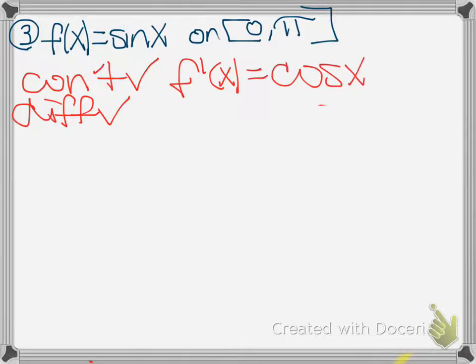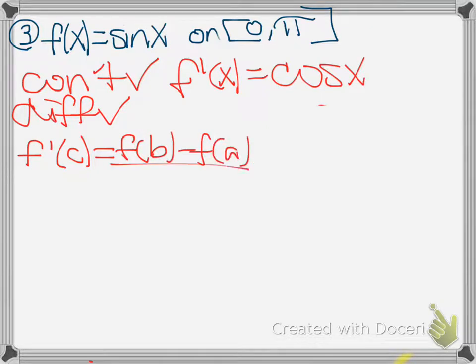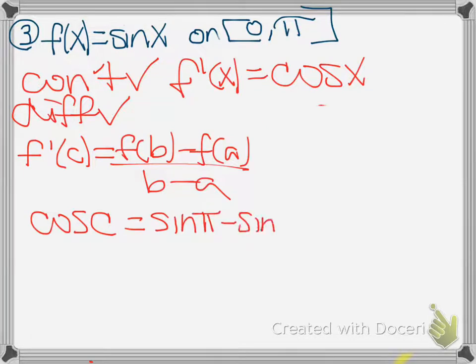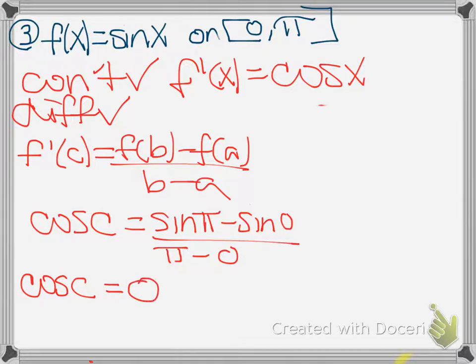So again, what does our mean value theorem state? F prime of c equals f of b minus f of a over b minus a. Cosine c equals sine of pi minus the sine of 0 over pi minus 0. So cosine of c equals sine of pi. What is it? 0. Sine of 0. What is it? 0. 0 minus 0 divided by pi is 0. So then we have to solve for c, and I'm going to say, oh, it's pi over 2.